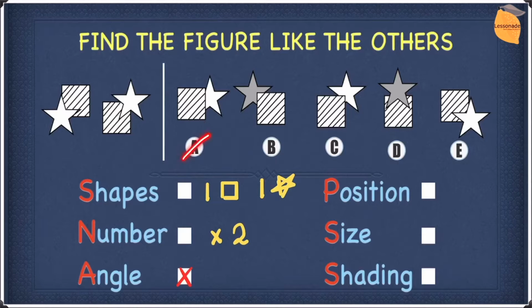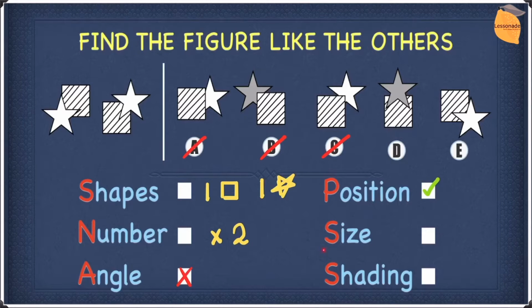A, we can eliminate because the star is beneath the square. B, we can eliminate, star is once again underneath the square. C, we can also eliminate, which means we're left with D and E. So let's eliminate these now. A, B, and C. So these are eliminated, so we're left with D and E. So far, position has worked.